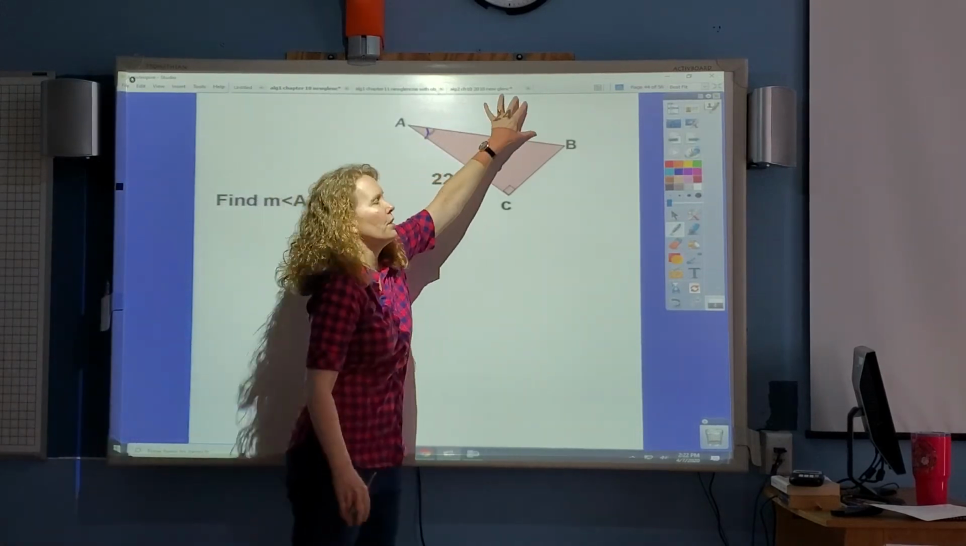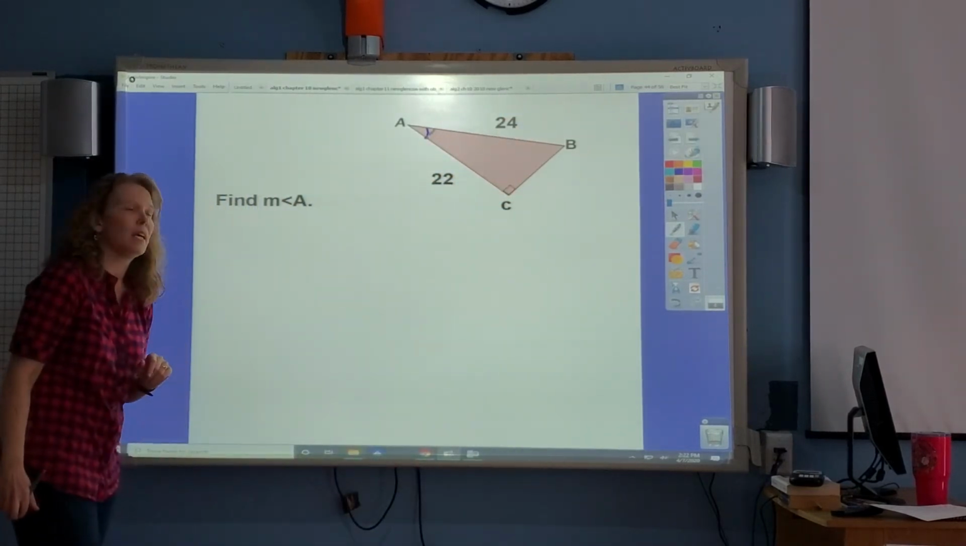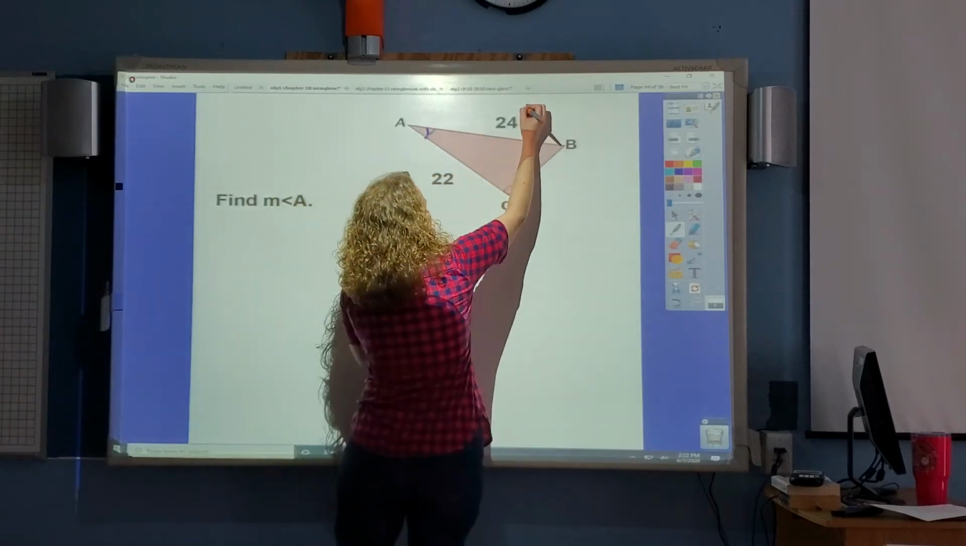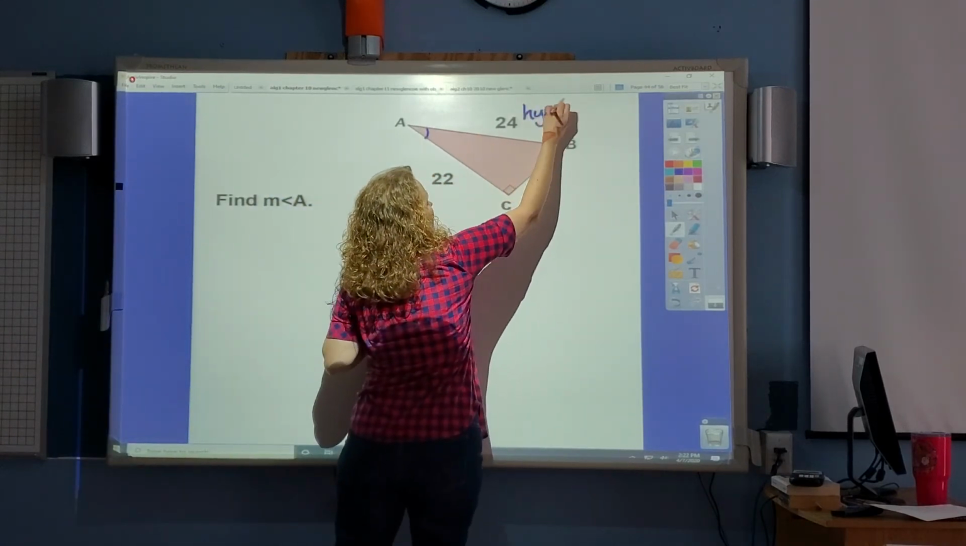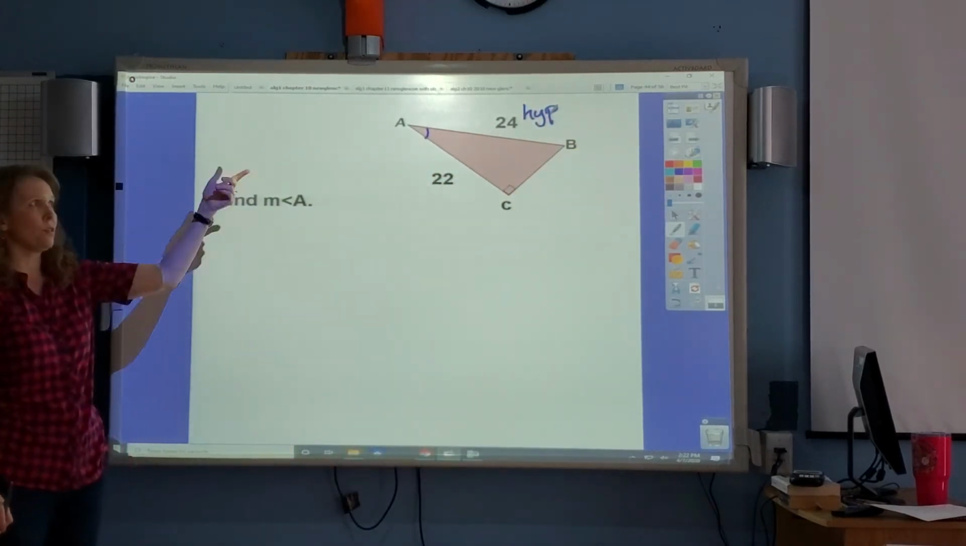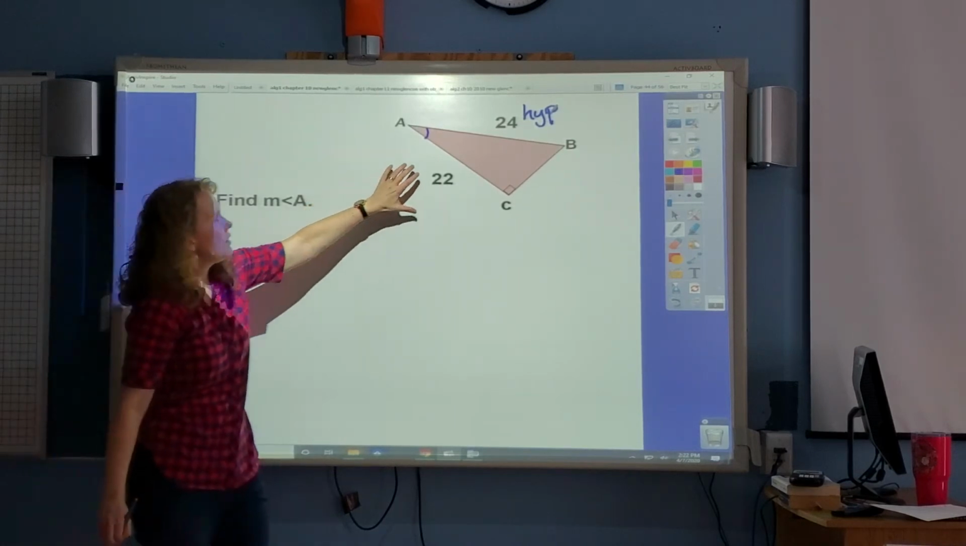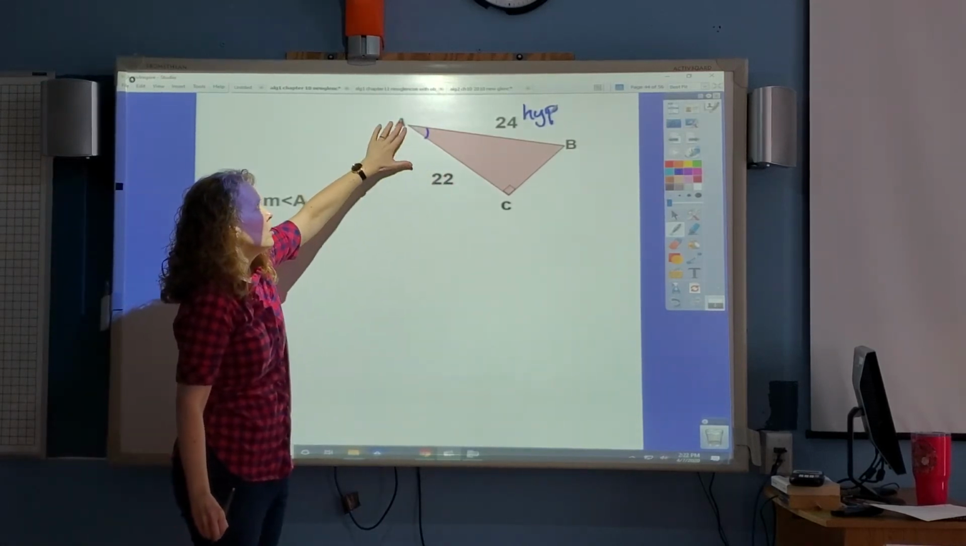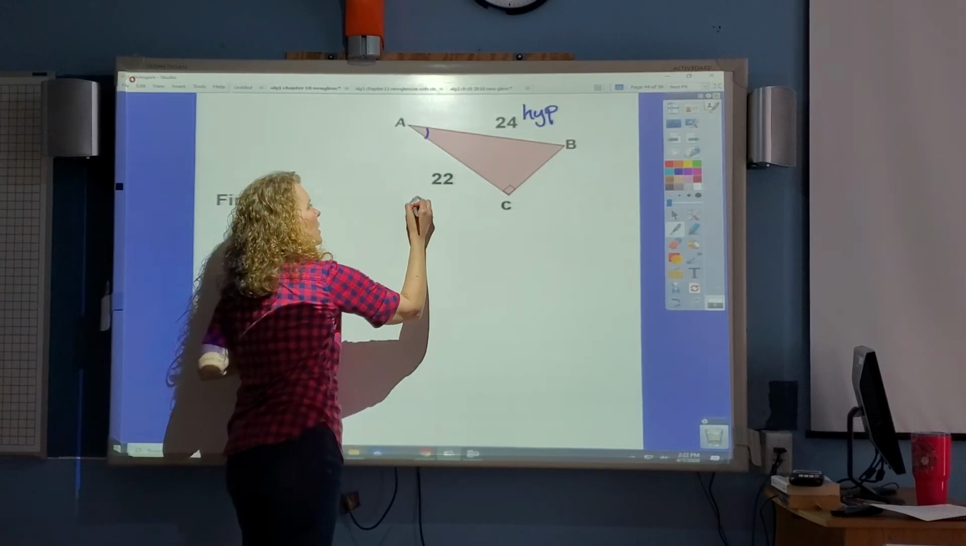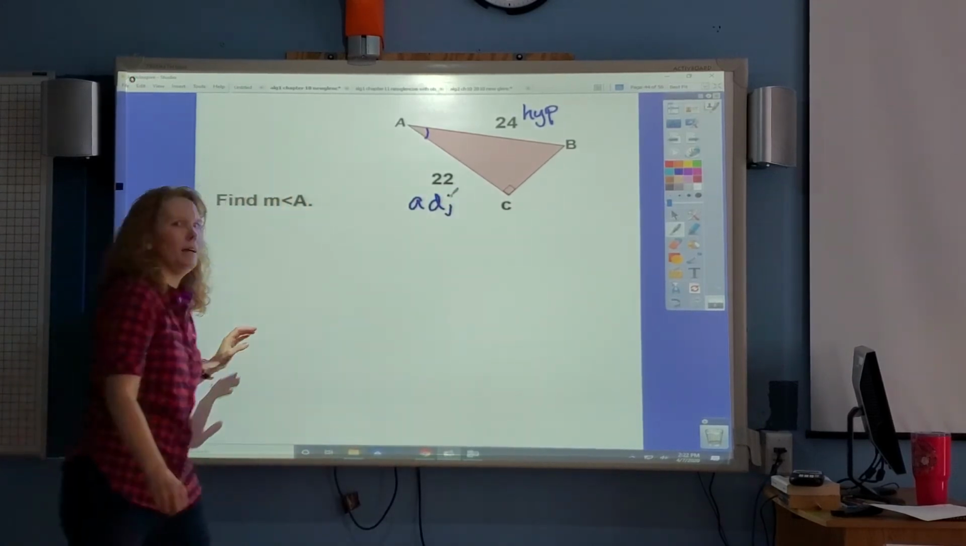22 and 24. Here's where you might want to go start labeling. This I always label first. This is my hypotenuse. It's the easiest to find. It's across from the right angle. This 22 is close to this angle, so it's the adjacent side.